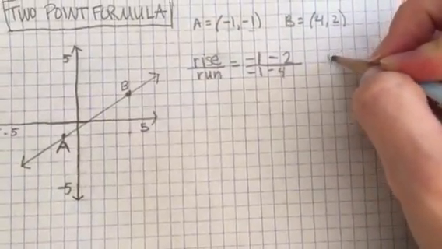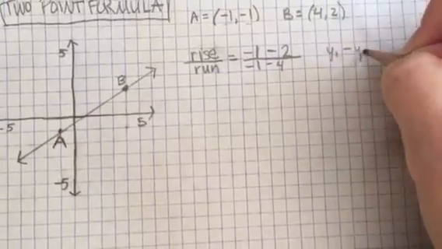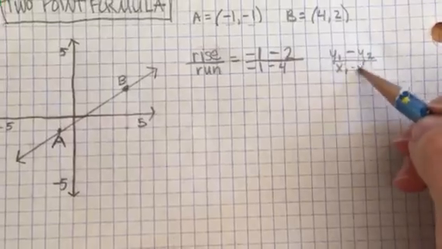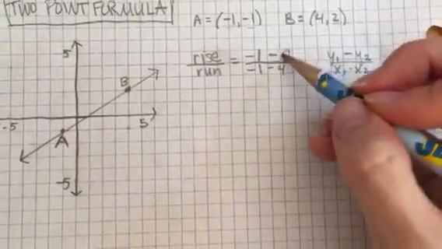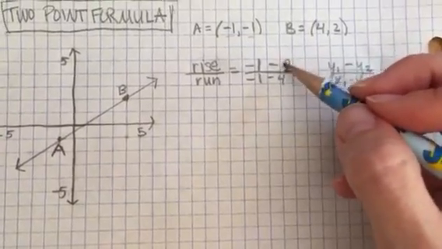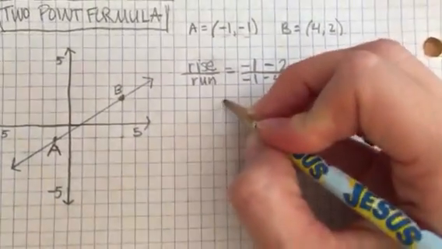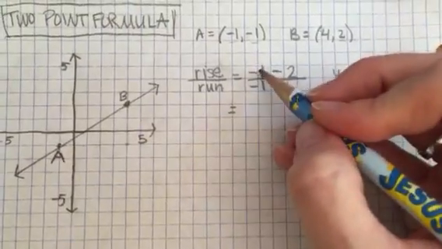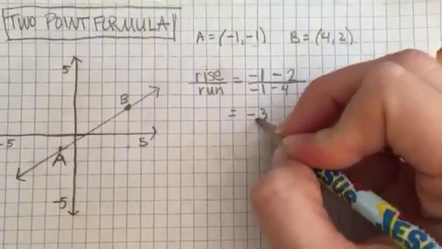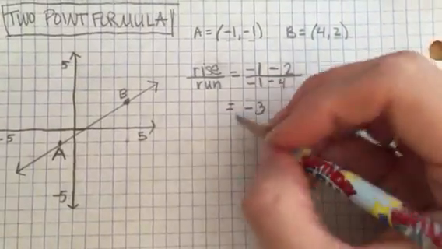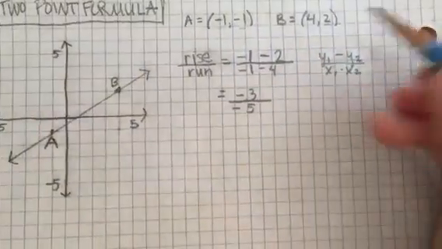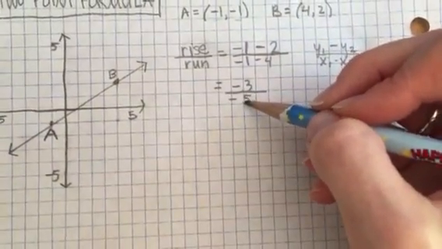So I have y1 minus y2 over x1 minus x2. That's really what I'm doing here. And then I'm going to solve this equation. I'm going to do some subtraction and then some division and figure out what my slope is. So -1 minus 2 would be -3. -1 minus 4 would be -5. And so I get a slope of -3 over -5.